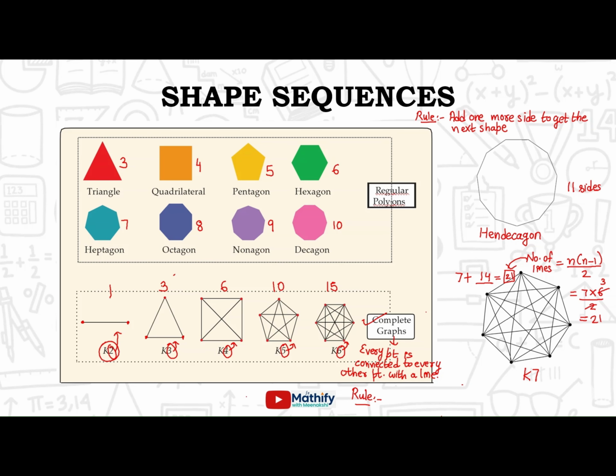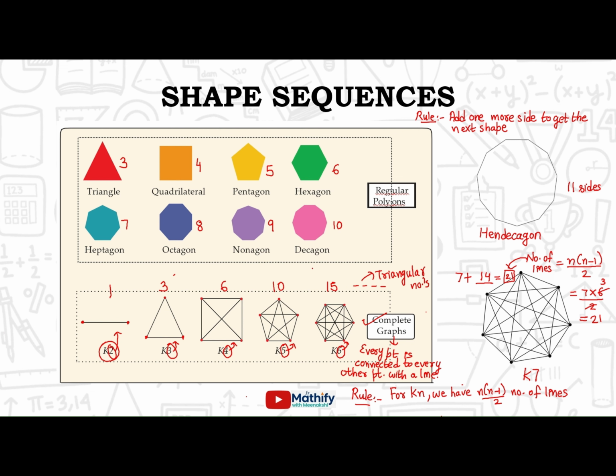Now let's write the rule here. So the rule is that for Kn we have how many lines? For Kn we have n into n minus 1 by 2 number of lines. And did you observe something here? What is this pattern? 1, 3, 6, 10, 15. Yes, this pattern is triangular numbers. So the number of lines follows the triangular numbers sequence.